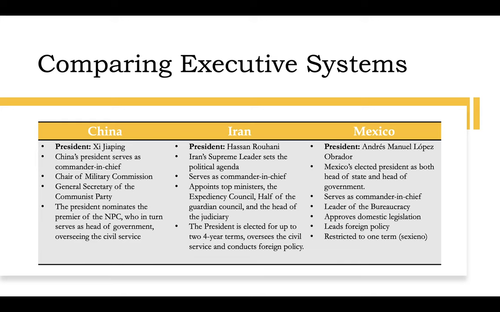Okay, Mexico is next, and they have a president, so they obviously fall under presidential. You need to know that Mexico's president is head of state and head of government. That is the opposite of Iran and China. Can we agree? This is unique so far in our combination. The head of state and head of government being one person is a common way, but China and Iran do not have that. Mexico does. You need to know that they are commander in chief, so they control the military.